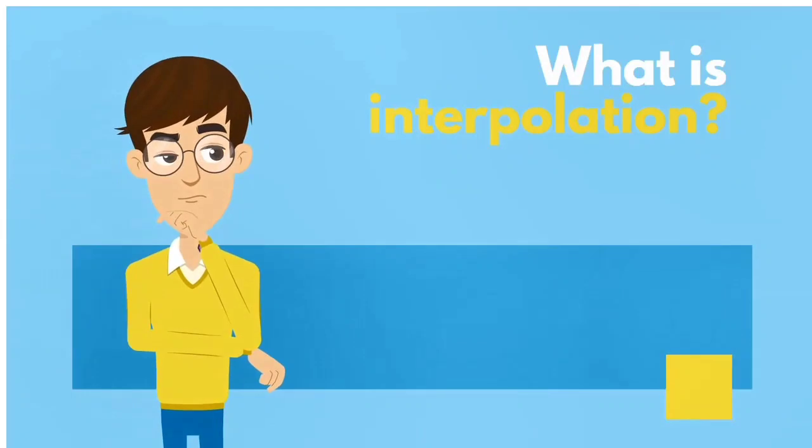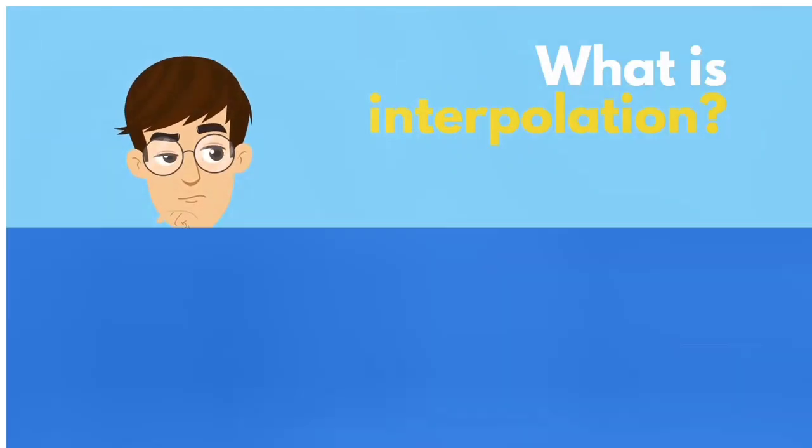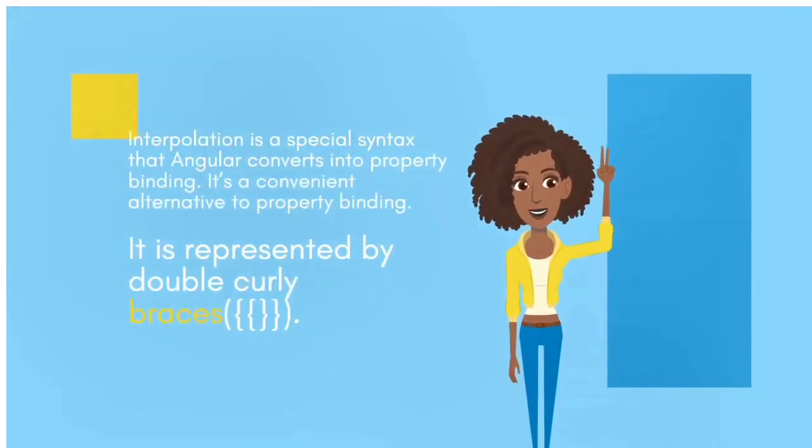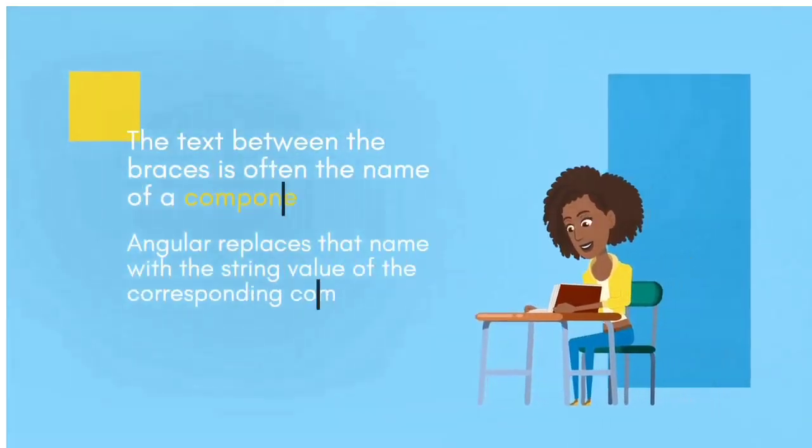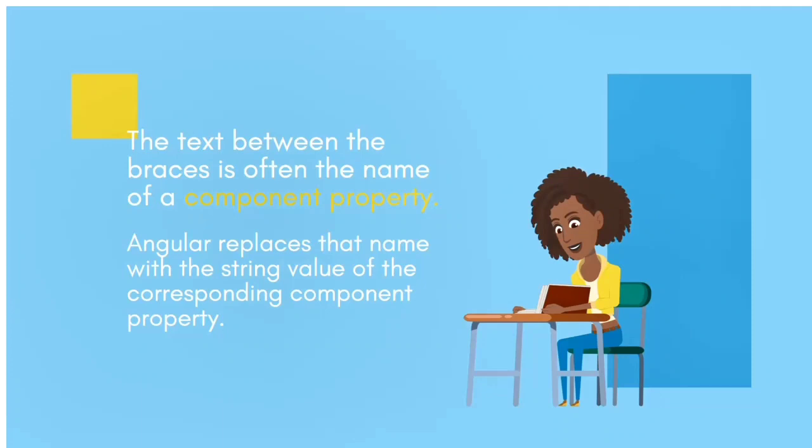What is interpolation? Interpolation is a special syntax that Angular converts into property binding. It's a convenient alternative to property binding. It is represented by double curly braces. The text between the braces is often the name of a component property. Angular replaces that name with the string value of the corresponding component property.